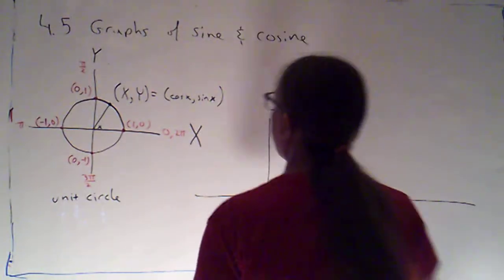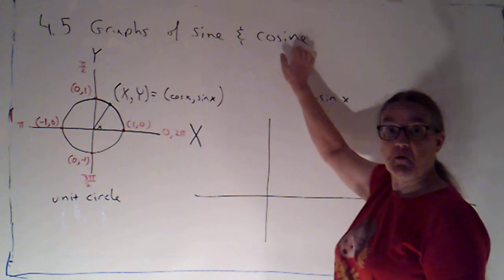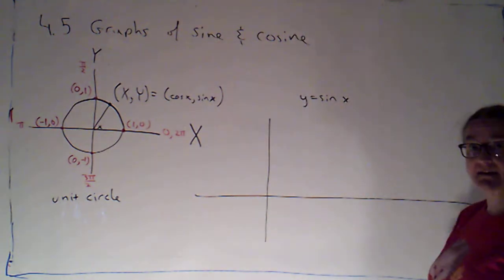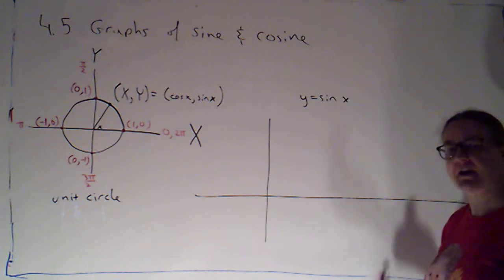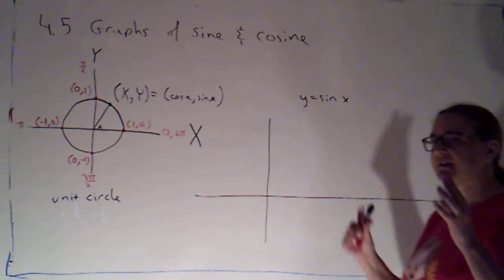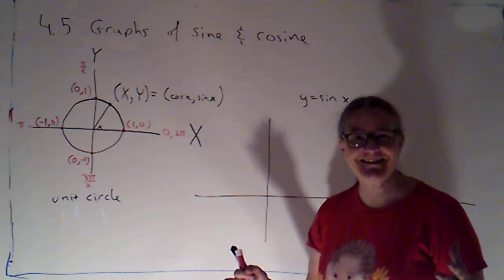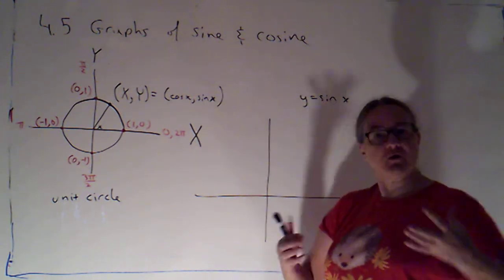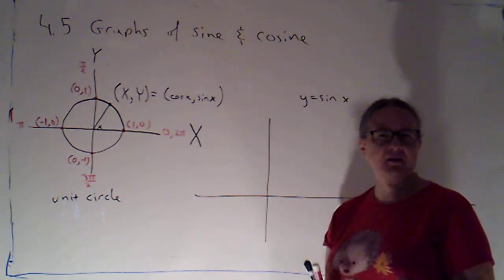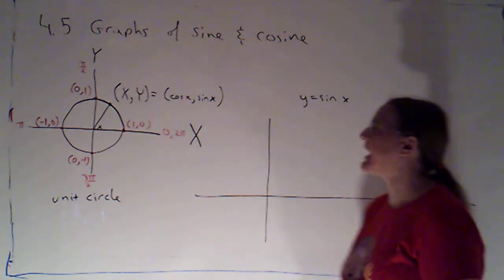Section 4.5 is about the graphs of sine and cosine. In this video, I want to work through the graph of y equals sine of x. And I know you've seen that before, but I'm going to present it as if we're figuring it out for the first time. Because if it's something that you understand, great. If it's something that you just have memorized, I'm hoping that you'll leave this video understanding a little bit more where it came from. Okay.